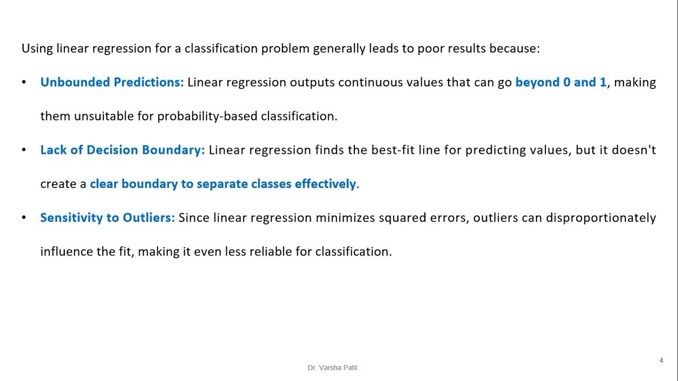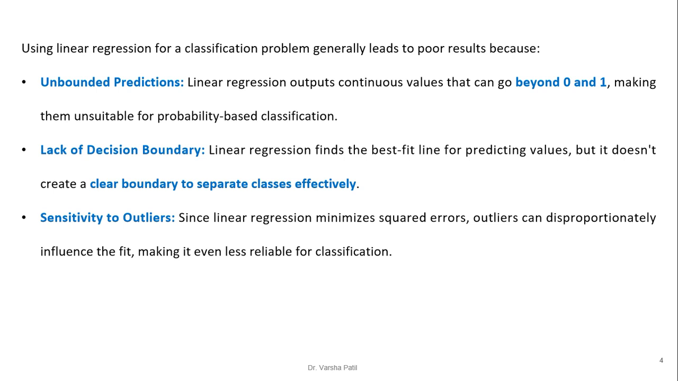Using linear regression for a classification problem generally leads to poor results because of the following reasons. Unbounded prediction: linear regression outputs continuous values that can go beyond 0 and 1, making them unsuitable for probability-based classification, and we can't simply clip the value. That is, for example, if the answer is greater than 1, make it 1, and when the answer is less than 0, make it 0.